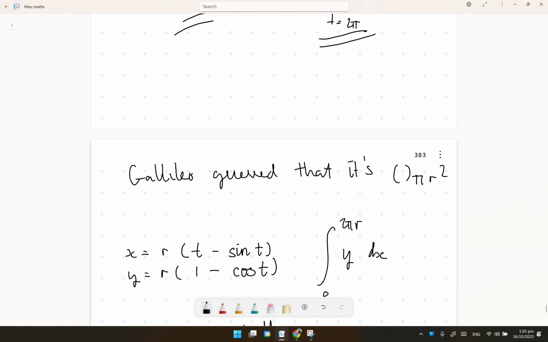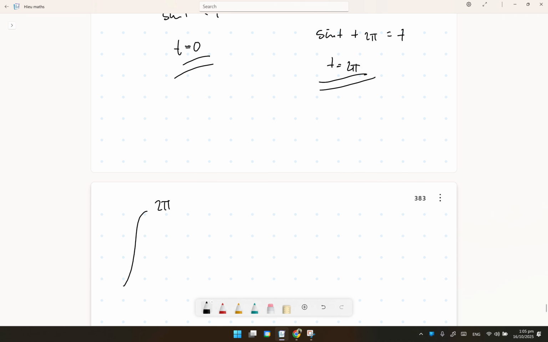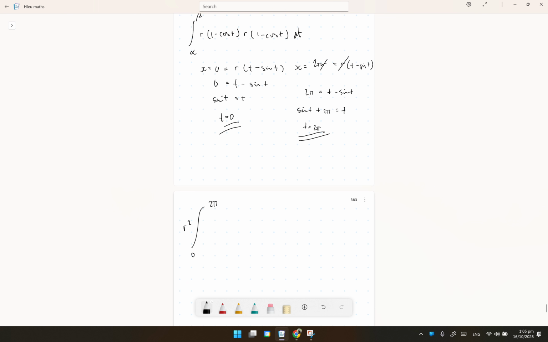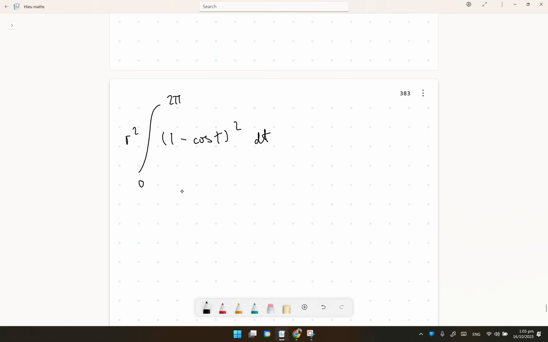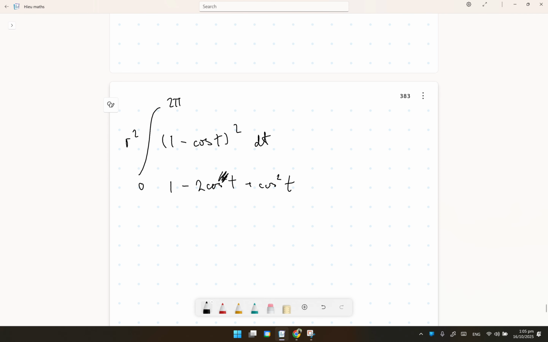So now that we have the new limits, we're going to redo the equation with the new limit. So the top limit was 2 pi r, is 2 pi now, and this is 0. And let's take the r out, so this is r squared on the outside. And now we have 1 minus cos t all squared dt. Okay, let's expand this. So this is going to be 1 minus, no, sorry. 1 minus 2 cos t plus cos squared t.